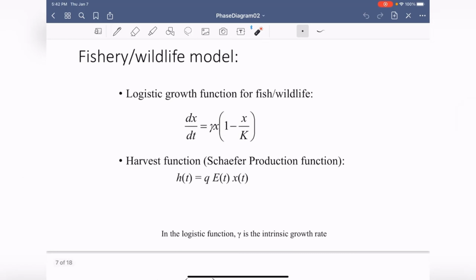Let's consider a fisheries or a wildlife model. The logistic growth function for a fish or wildlife population is given by this particular function where dx/dt, or x dot, is equal to an intrinsic growth rate gamma times x times (1 minus x over k), where k is the carrying capacity of the ecosystem. The harvest function in the traditional Gordon-Schaefer model is the Schaefer production function, where harvest at any time t is equal to a catchability coefficient q times effort at time t and the stock of fish or wildlife that's available at time t.